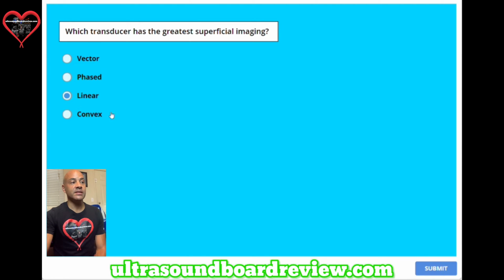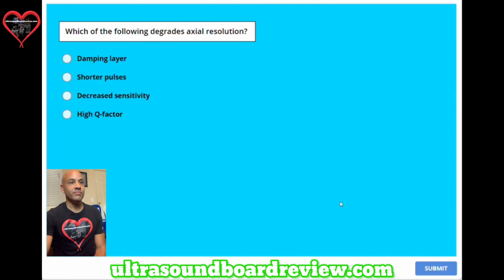The answer is C, linear. Question 17. Which of the following degrades axial resolution? A, damping layer. B, shorter pulses. C, decreased sensitivity. Or D, high quality factor.